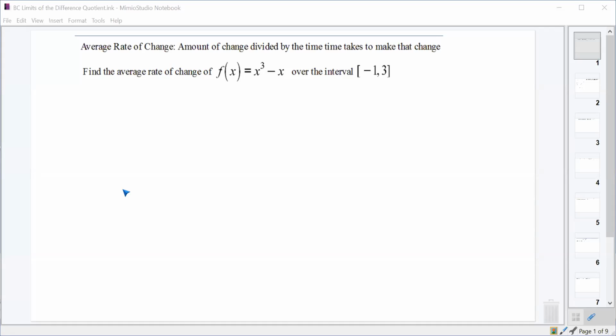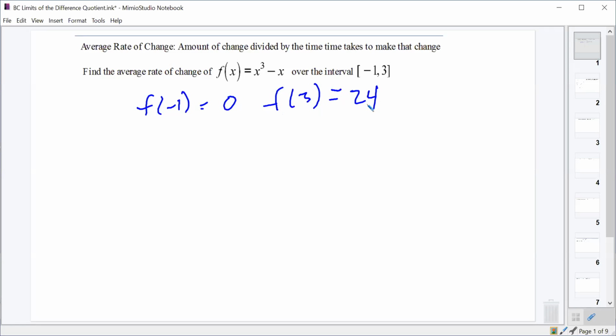So if we're looking for the average rate of change of the function f of x equals x cubed minus x on the interval from -1 to 3, we got to figure out what f of -1 is. What's f of -1? 0. And what's f of 3? Should be 24. And so all we got to do is y2 minus y1 over x2 minus x1 gives us 24 over 4, or 6.